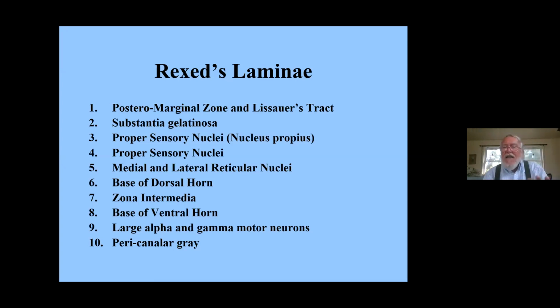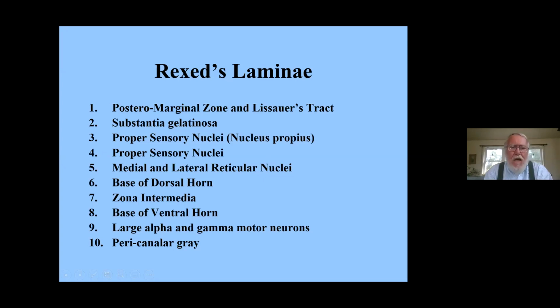I guess the only group of people that I would say might have very large alpha and gamma motor neurons might be belly dancers in a thoracic cord. But in most cases, we have this large distribution of these motor efferents in those things having to do with our major appendages. Then, of course, lamina 10 is, as I pointed out, in the center of the spinal cord is the central canal, and we have the gray matter surrounding that called the pericanal gray. So those are Rexed's laminae.